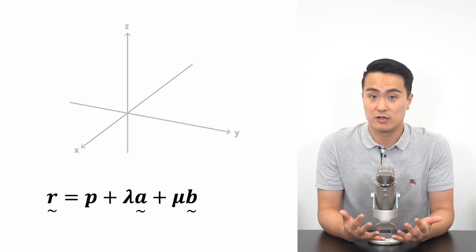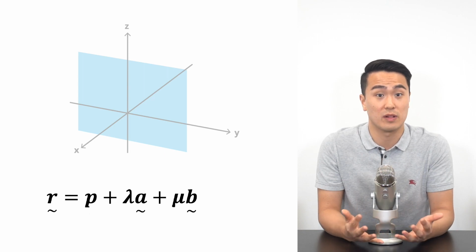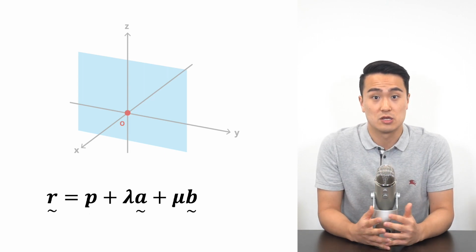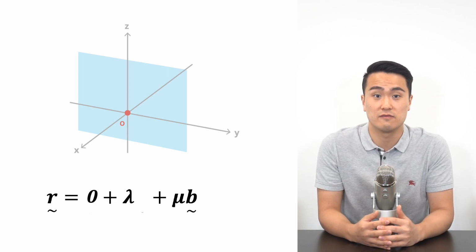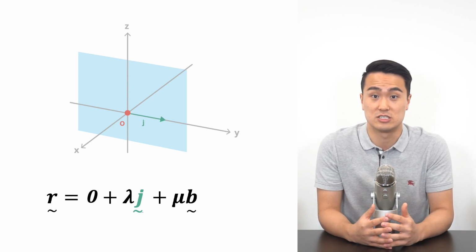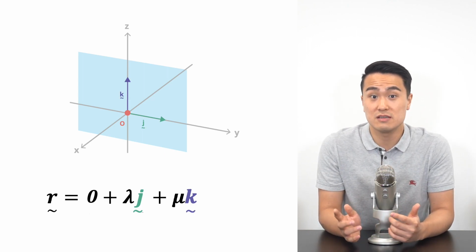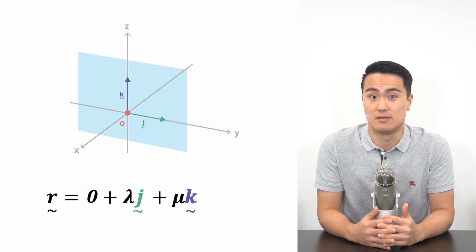So this equation defines a plane that passes through the position vector p and is parallel to the vectors a and b. For example, the YZ plane is the plane with the y and z axis that passes through the origin. So we set vector p as the origin, vector a as basis vector j, and vector b as vector k. The resulting vector equation is the YZ plane.